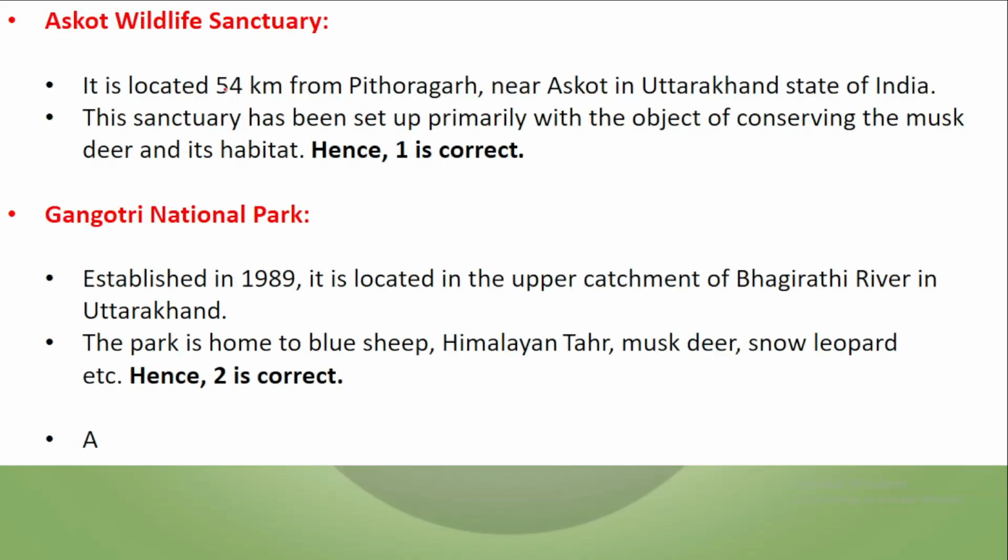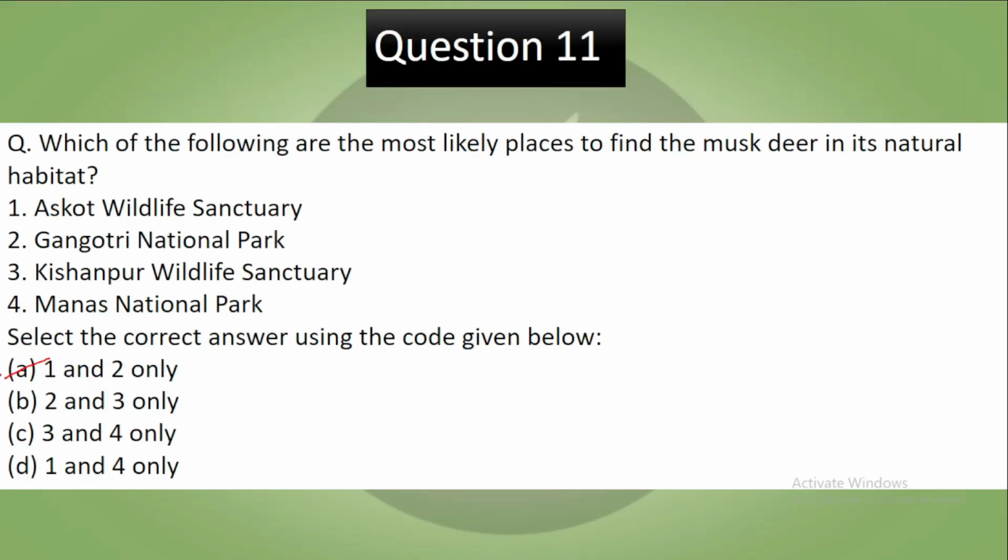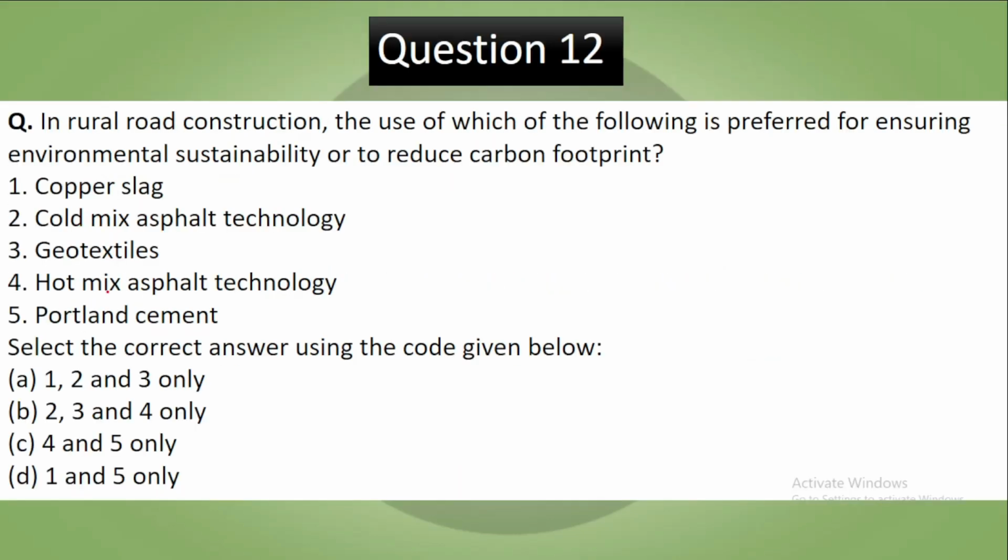Askot Wildlife Sanctuary is located 54 km from Pithoragarh near Askot in Uttarakhand, and this sanctuary has been set up primarily with the object of conserving the musk deer. Statement first was correct. Gangotri was established in 1989, and this is home to blue sheep, Himalayan tahr, musk deer, snow leopard and all. So it is in Uttarakhand, near the catchment of the Bhagirathi river. Second was also correct. So these two are correct.